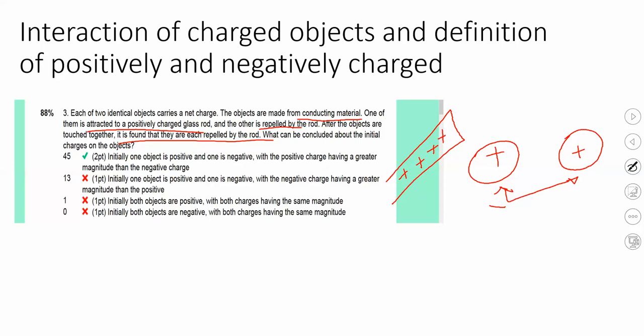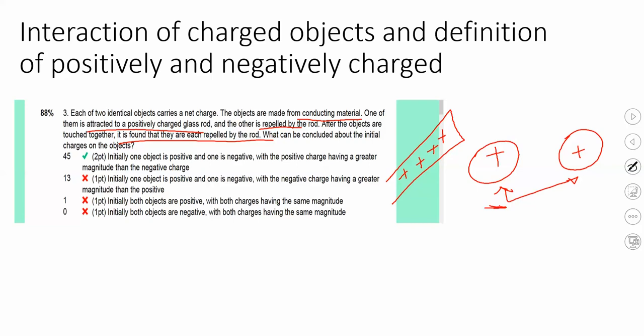All right, each of two identical charged objects carry a net charge. The objects are made from conducting materials. That allows you to know that the charge is going to transfer readily between them when they're touched later. One of them is attracted to a positively charged glass rod, which would mean that it has an original negative charge because opposites attract, and the other is repelled by the rod, so it must be the same charge, positive. After the objects are touched together, it's found that they each repel the rod. That means they both need to be negative.